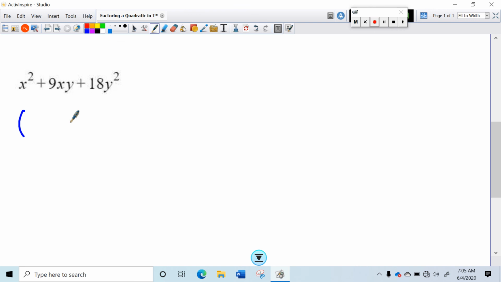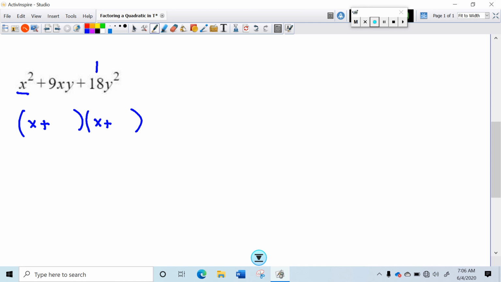Two sets of parentheses. Split up your x's. Now for this, see how all the signs are positive? That means everything stays positive. That's the only time I don't use a little triangle, is when everything's positive.